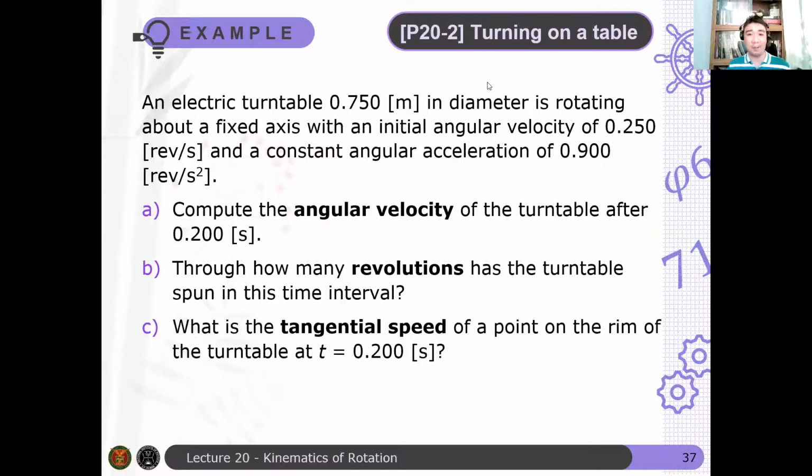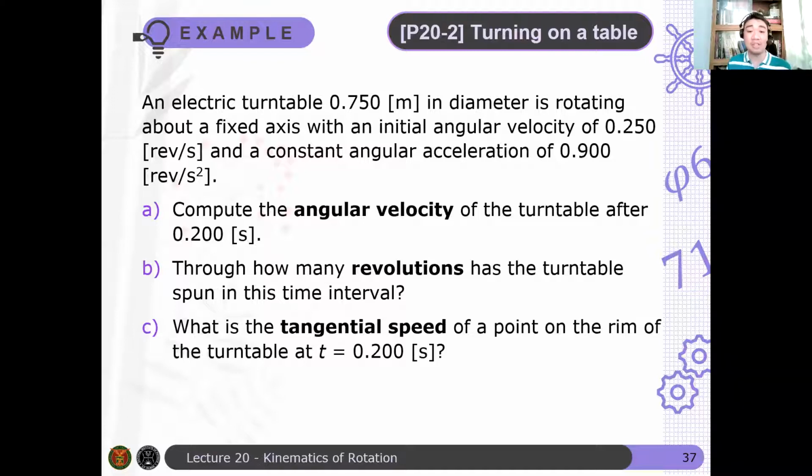Okay, so let's solve another problem on a turntable. An electric turntable, 0.750 meters in diameter, is rotating about a fixed axis with an initial angular velocity of 0.250 revolutions per second and a constant angular acceleration of 0.900 revolutions per second squared. Letter A: compute the angular velocity of the turntable after 0.200 seconds. And letter B: through how many revolutions has the turntable spun in the time interval?